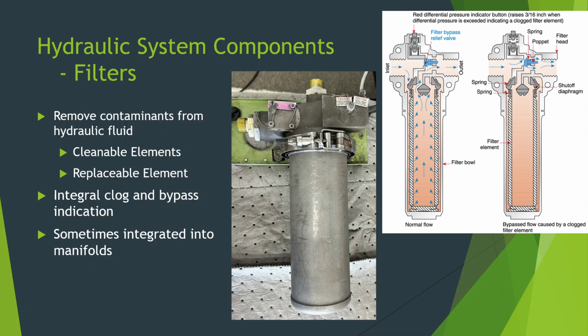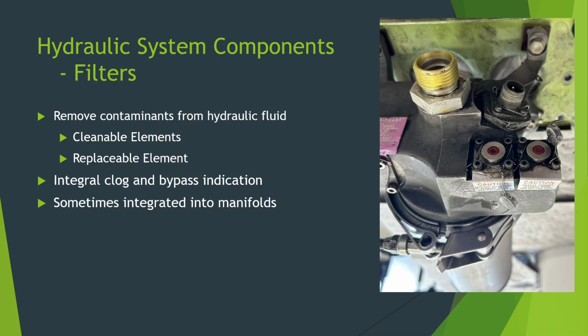Okay. These filters have integral clog and bypass. They have the ability to bypass if they start to get too clogged, and then they have an indication. And so when you did your filter change, you looked at this filter right here, and here's the top of it, and those two red dots are bypass indicators. And so if the filter starts to become too clogged, it gets a pressure differential from the side where the fluid comes in compared to the side where the fluid comes out.